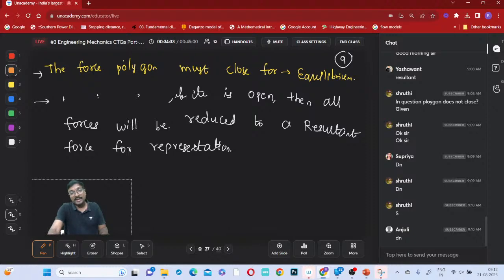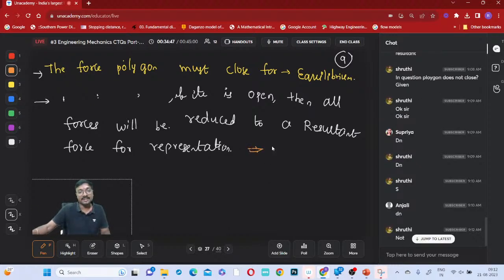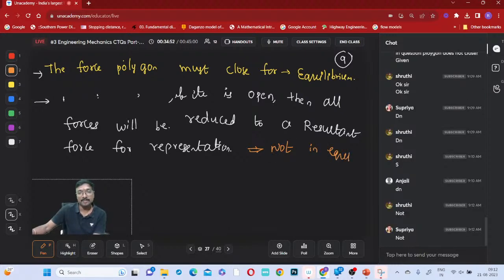Okay. So what is the meaning of this? They are not closing means this is not in equilibrium, right? Whenever they are not in equilibrium, the resultant or net force we have to show: the direction of this net force and some value. The arrow you show and the value you show. That's it. In which direction that net force is acting and how much it is acting.